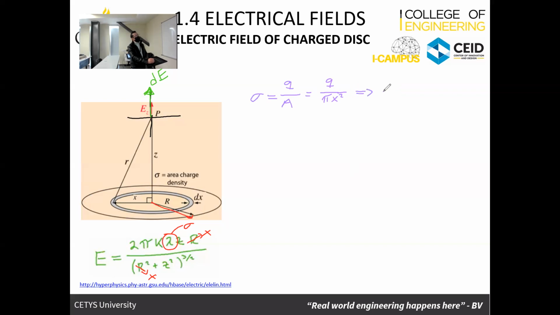From this, we are going to have that Q equals sigma pi x squared. And so the differential of Q is going to be 2 pi sigma x times dx, which is actually the differential.